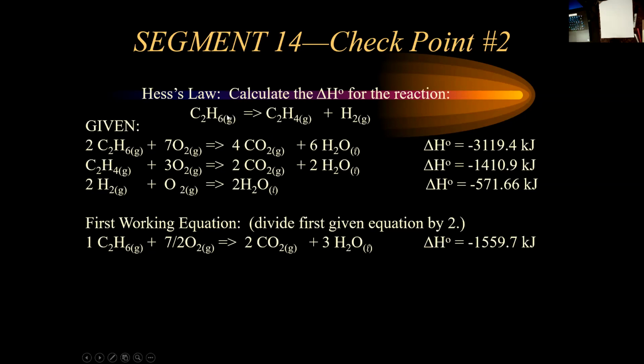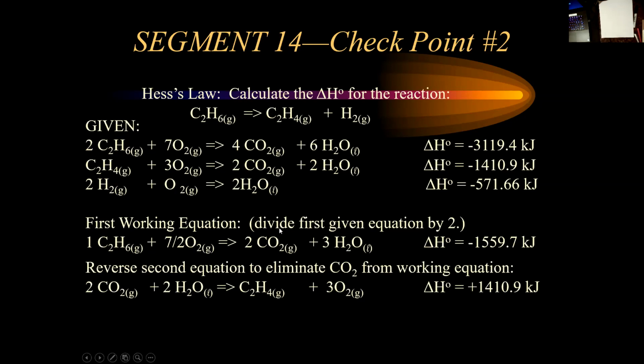So what I'm going to do is use this reaction, but I want a 1 for that coefficient. So I'm going to take this given equation and divide it through by 2, and that will give me this equation. If I divide the heat flow by 2, that gives me this heat. This becomes my first working equation. Now, I want to get rid of something that's in this that's not in the target. Well, there's no carbon dioxide in the target. So, all right, I want to eliminate the carbon dioxide then.